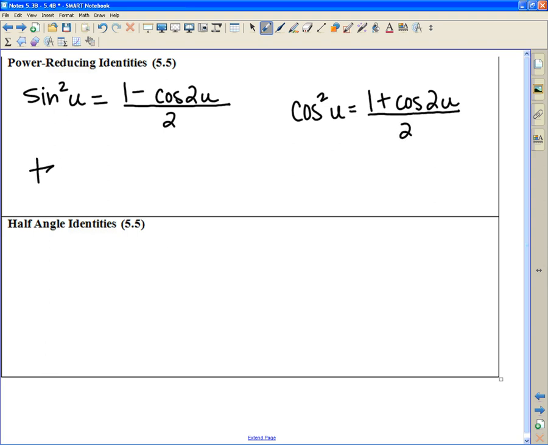Lastly, the tangent squared. We all know that we could replace that with a Pythagorean identity, but what we want to do is power reduce. So it's 1 minus the cosine of 2u divided by 1 plus the cosine of 2u.